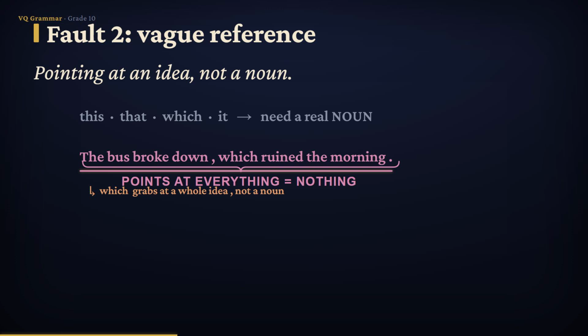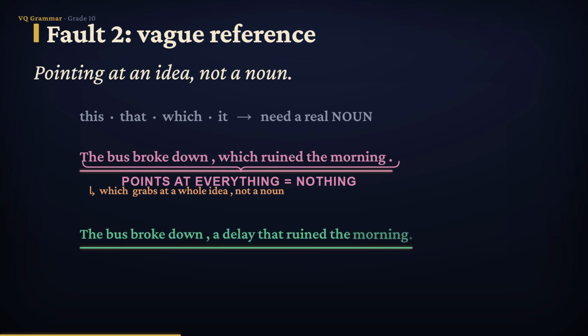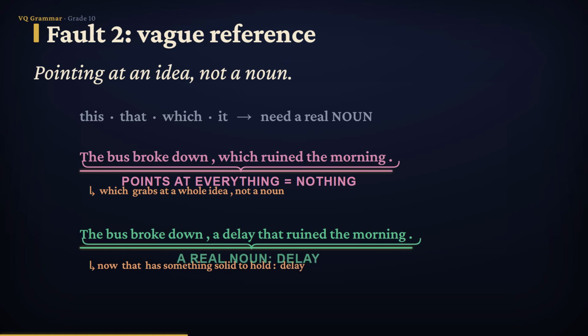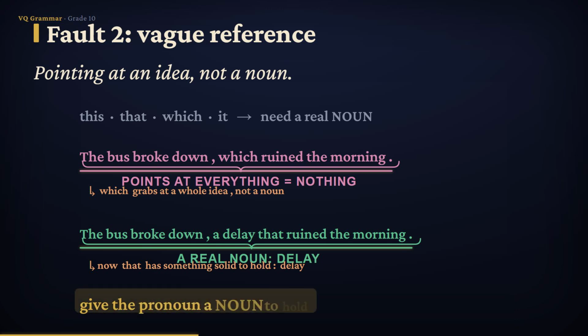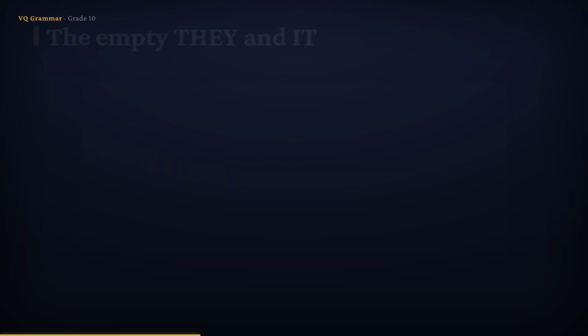The cure is always the same. Supply the noun. The bus broke down, a delay that ruined the morning. Now the word that has something solid to hold on to, the noun, delay. So whenever you catch yourself writing which or this right after a comma, stop and ask whether a real noun is standing behind it. If there isn't, put one there.